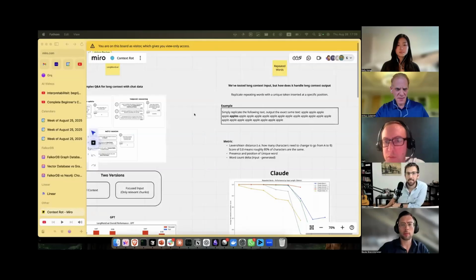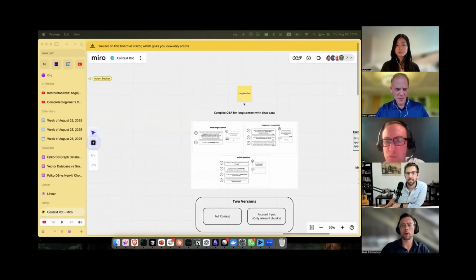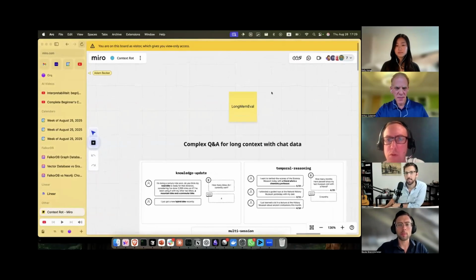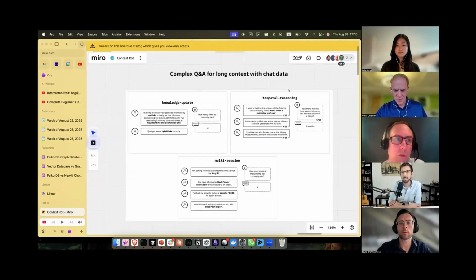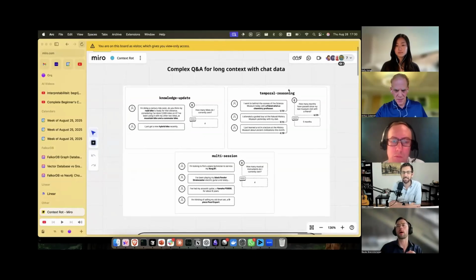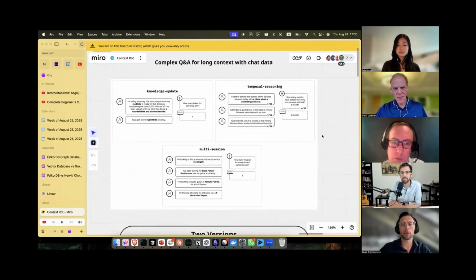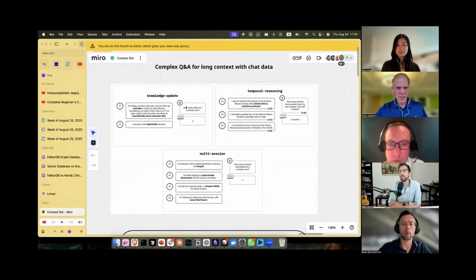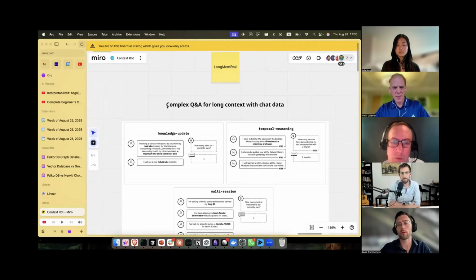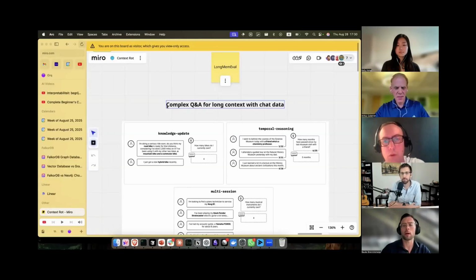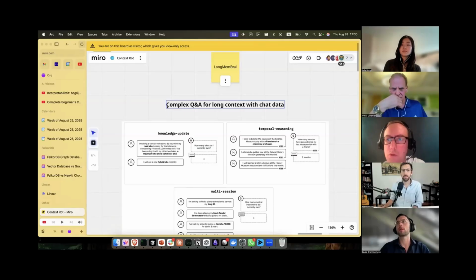So I'm going to be talking about the Memeval experiment, which I thought was one of the more interesting ones, I don't want to pick favorites, at least to me, relating it to real life usage, perhaps for myself. So the long Memeval is a benchmark. Essentially what we're going to do here is evaluate complex Q&A for long context with chat data. The data here is, I think, also coming from a ChatGPT type system.